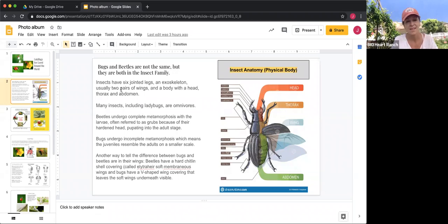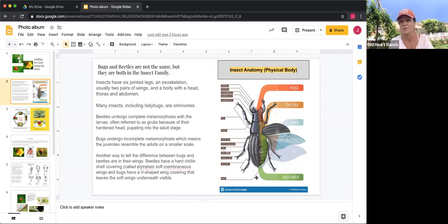And so the other parts are hard wings out here, and then the membranous ones, which are actually their flying wings. And they have a body, and the body consists of a head, a thorax, which is this middle section, and then the abdomen, which is down here.